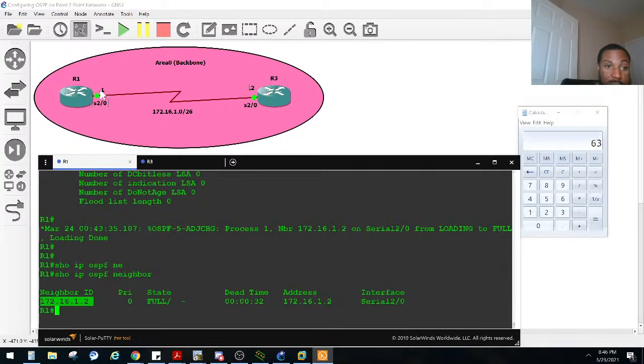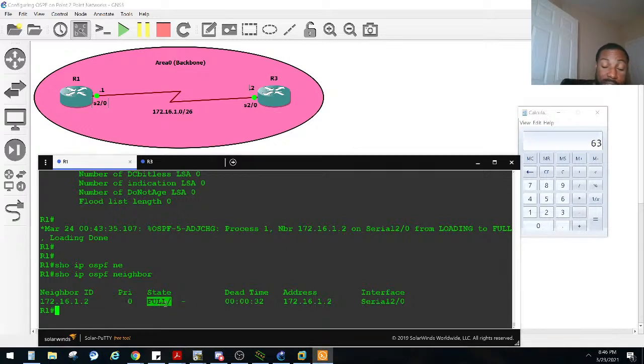172.16.1.2. That's not me. I'm 172.16.1.1. He's 1.2. So that lets him know, okay, that's the neighbor. That's his ID. And remember, the ID is the highest loopback address. If there's no loopback, it's the highest physical address. There was only one interface there, and that's the address. I forgot what priority meant. I'm not going to pretend I know or remember.